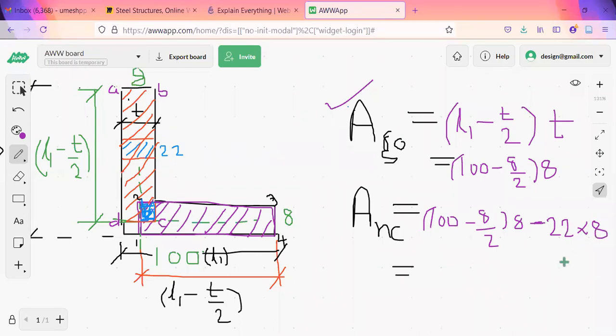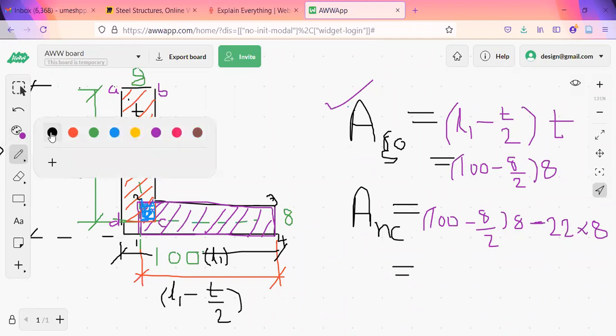So this is what I have written there. The only thing is that this is further modified. 8 is common here in both the cases. So what I have done: 100 minus 8 by 2 minus 22, with 8 taken outside. Whatever formula I have written here, this is a very important calculation for you people.